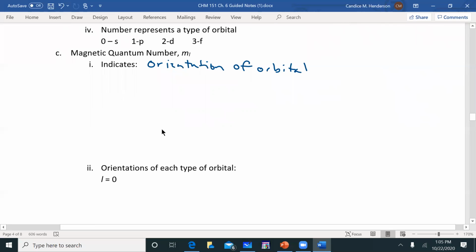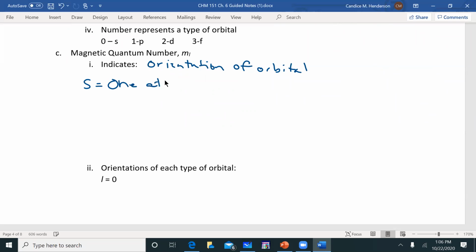So how many options do each of these classrooms have? Well, S is a sphere, right? So any way that I rotate that, it's always going to be in the same direction. So this only has one orientation. So 1 at each energy level. And this begins at n equals 1. So my lowest floor has the option to have this circular S shape.